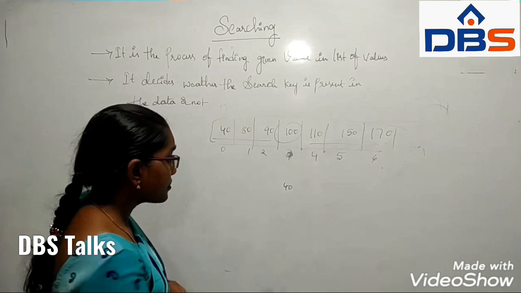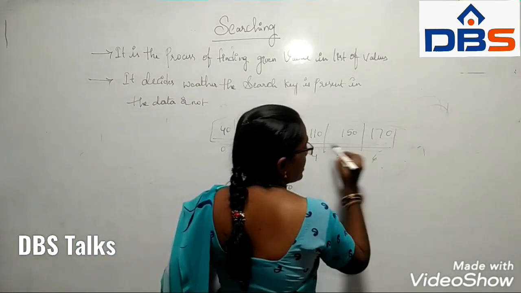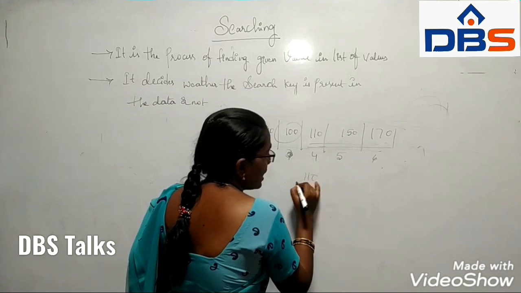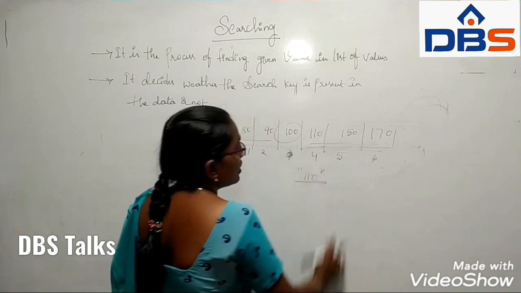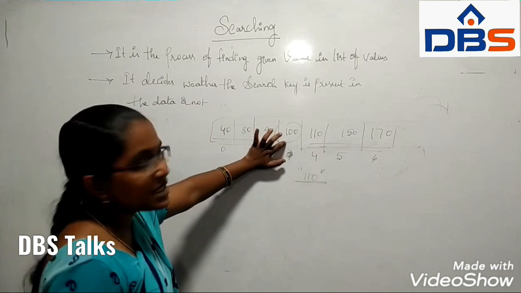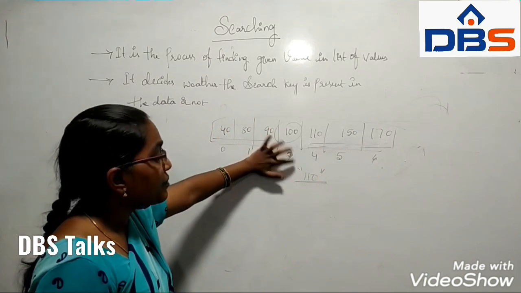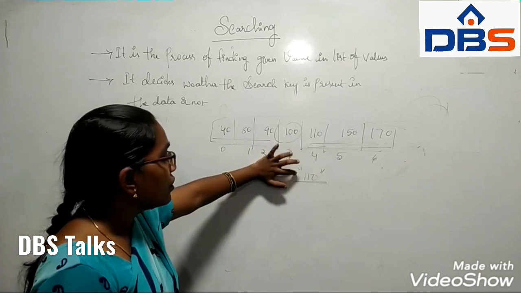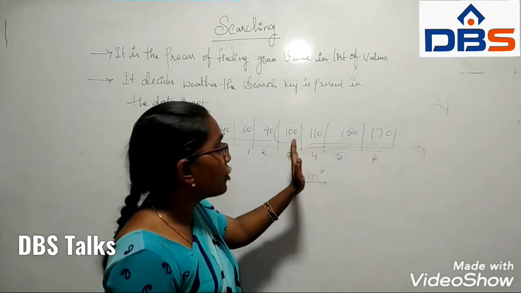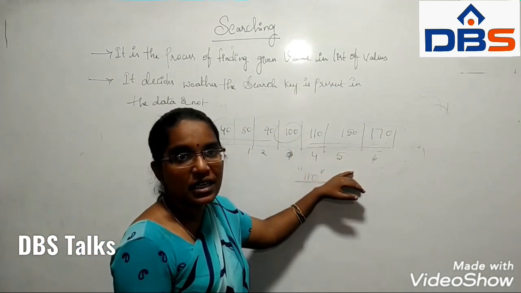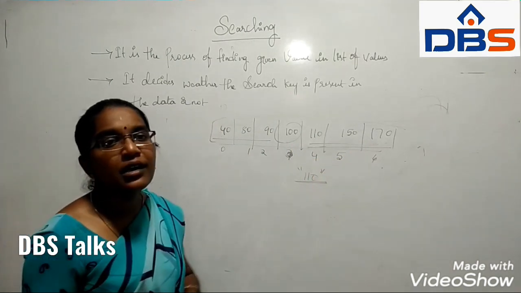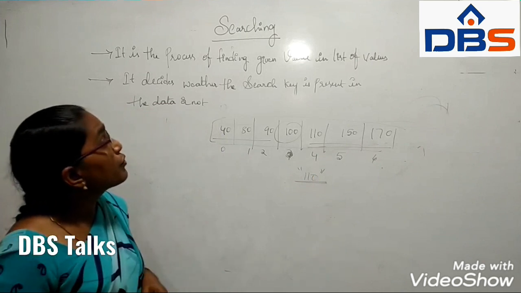Next one is, see, this is another list. If the element that you are going to search is greater than this element, suppose the key element that we are going to search is 110. First of all, this 110 is compared with this 100. From this we can get an idea that 110 is greater than 100. So we have to perform the search operation on this side.